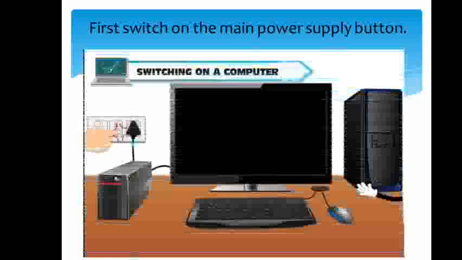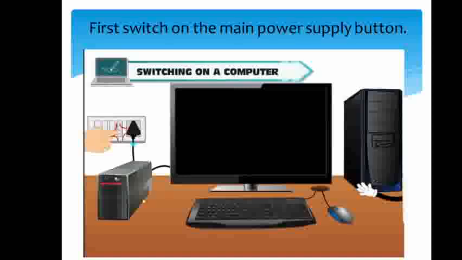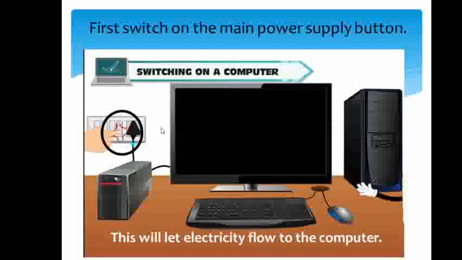If you look at your textbook, page number 18, it says starting a computer. Step 1, switch on the main power button. First, we need to switch on the main power supply button. If you look at this image, you'll find the main power supply button here. If you click on this, what will happen? This will let electricity flow to the computer. So this is step 1. This is very important. Switch on the main power button.